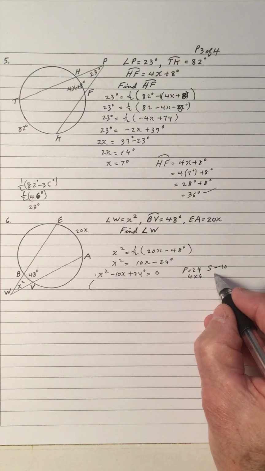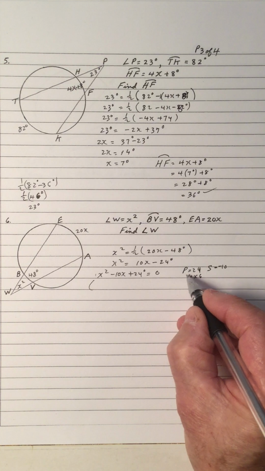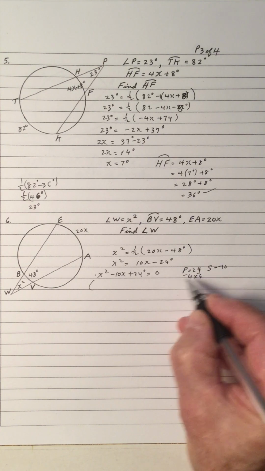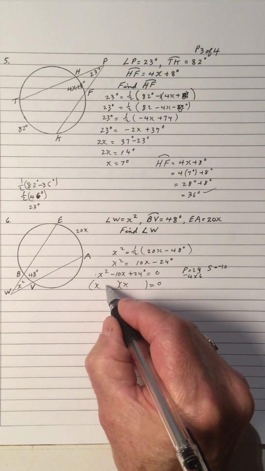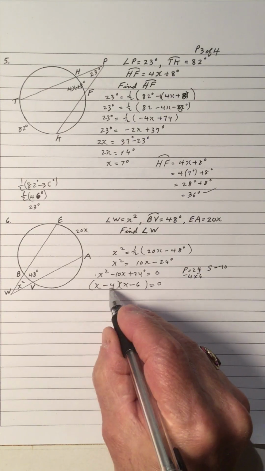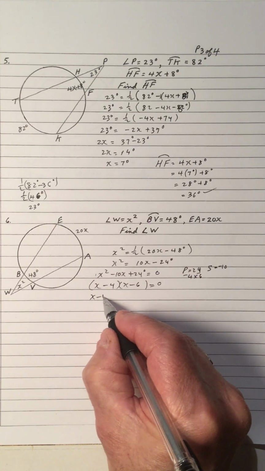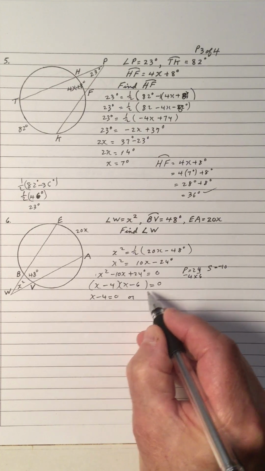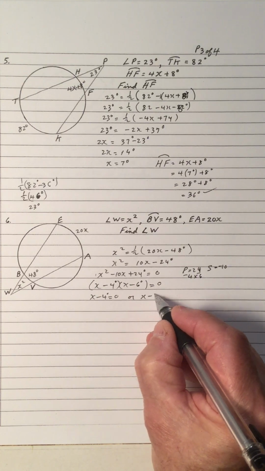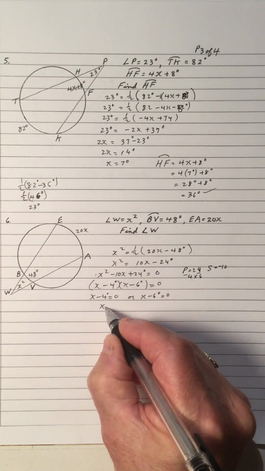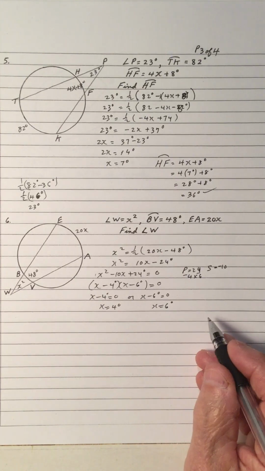The product is 24, but the sum is negative, so it has to be 2 negatives. So it's factorable: x and x, minus 4, minus 6. Multiply negative 4 and negative 6, you get 24; add them, negative 10. So x minus 4 is equal to 0. And again, these are degrees, just keep that. x minus 6 degrees is 0. x is 4 degrees, x is 6 degrees.